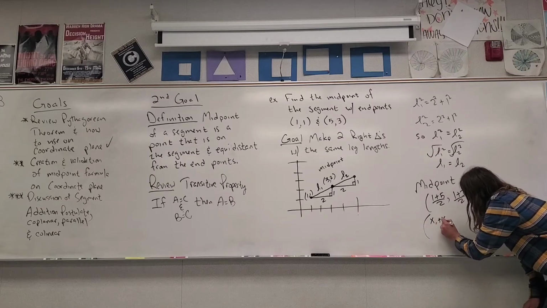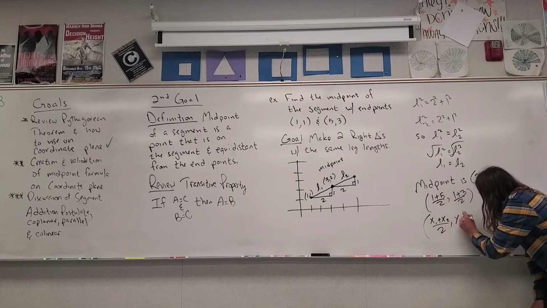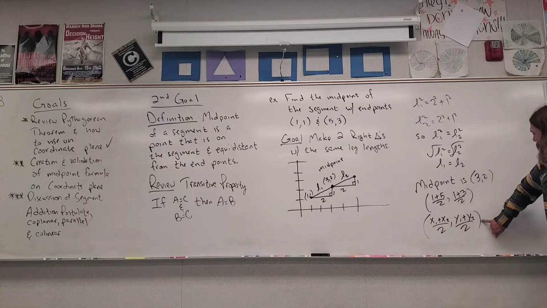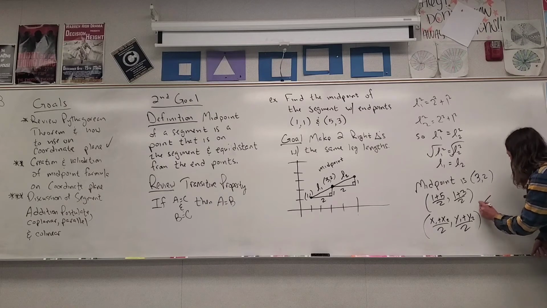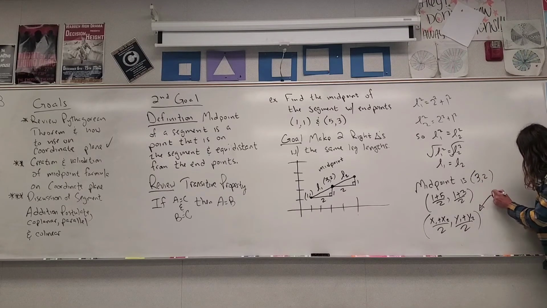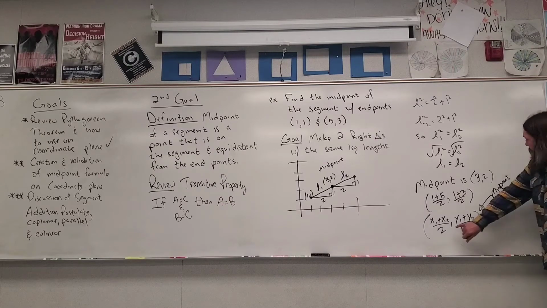We add together the x terms, and we divide it by 2. We add together the y terms, and we divide it by 2. This is the midpoint formula. This is how we calculate the midpoint, and we know that it works because of the Pythagorean theorem and the transitive property. I hope that this makes sense. At the very least, you can always just plug numbers into this formula.